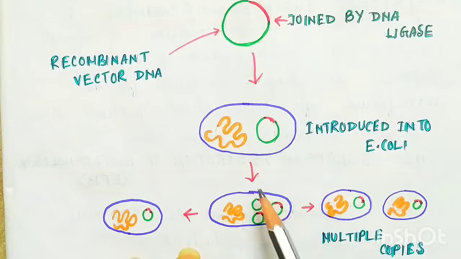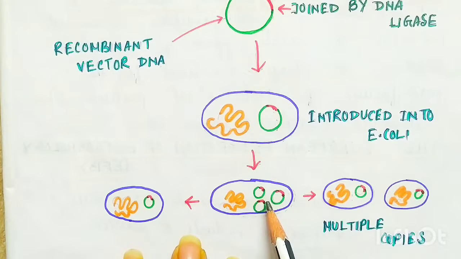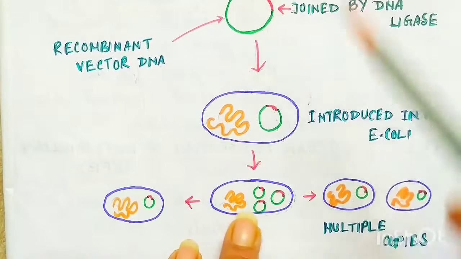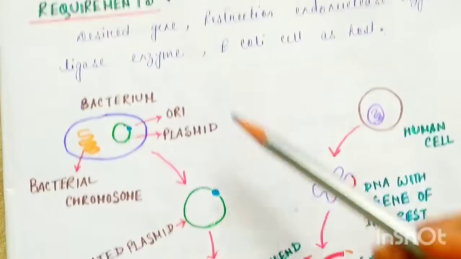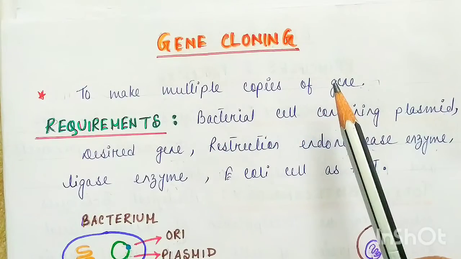self-replicating capacity, it will multiply and form many copies of the same plasmid, and then during the cell division it will go to its offspring and lots of recombinant genes will be produced. So this is the gene cloning process, meaning in the gene cloning process multiple copies of the desired gene are produced.